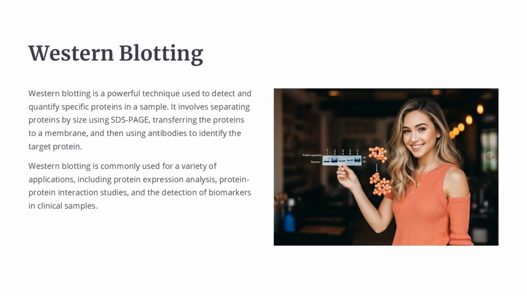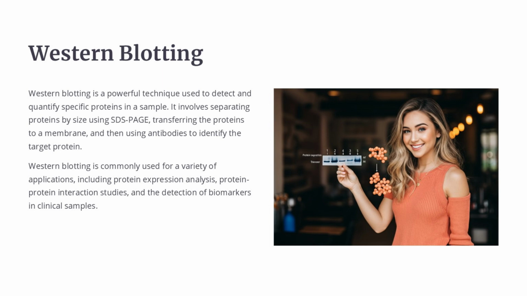Western blotting is a powerful analytical technique used to detect and quantify specific proteins in a sample. It involves separating proteins by size using SDS-PAGE, transferring them to a membrane, and then using antibodies to identify the target protein. This technique is widely used for a variety of applications, including studying protein expression, protein-protein interactions, and detecting biomarkers in clinical samples.